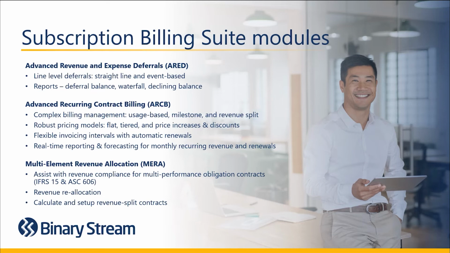And then finally there, the Multi-Element Revenue Allocation module, or MIRA for short. And it's actually included with our Advanced Recurring Contract Billing. But it's a very distinct functionality in that it really helps with that revenue compliance piece with ASC 606, to help with that allocation of revenue amongst your performance obligations or your contract items to make sure that's in compliance.